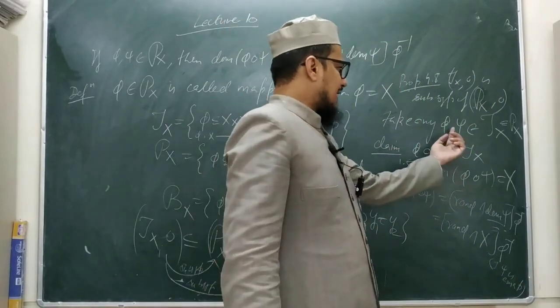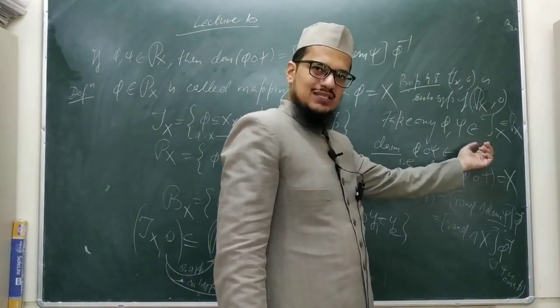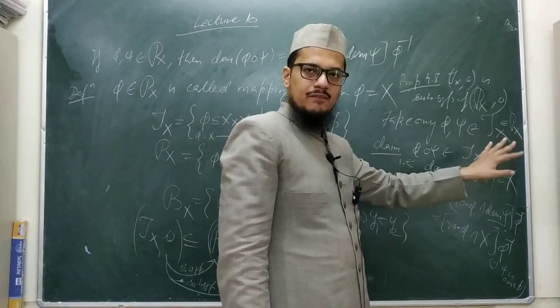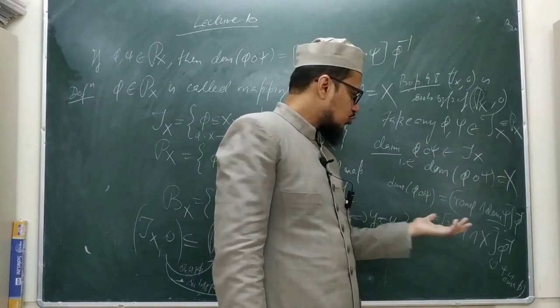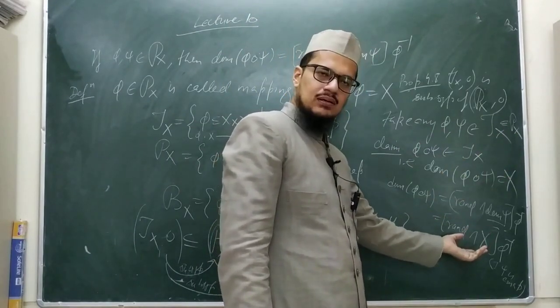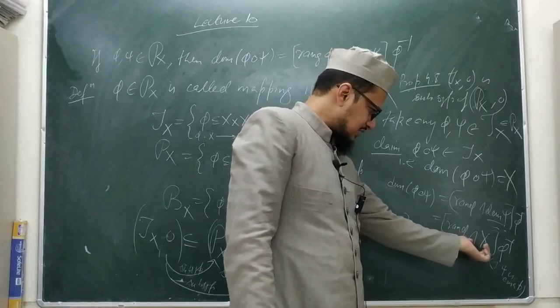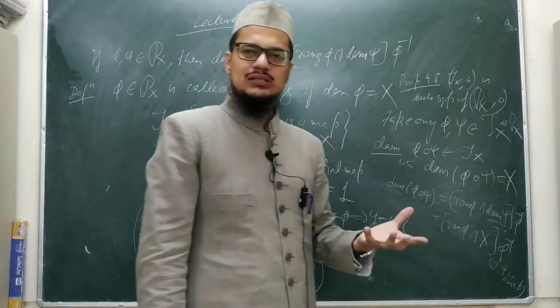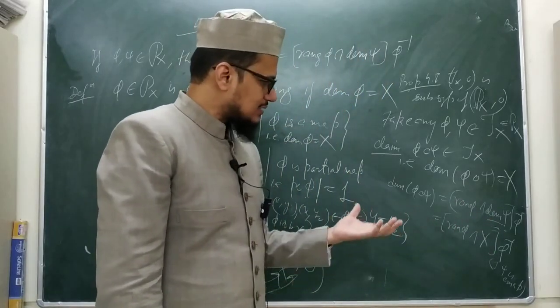As we have taken phi, psi both from tau X, psi is a map. When psi is a map, it means what? Domain psi is what? X. So range phi intersection X. X is the largest set. Range phi is a subset of X.